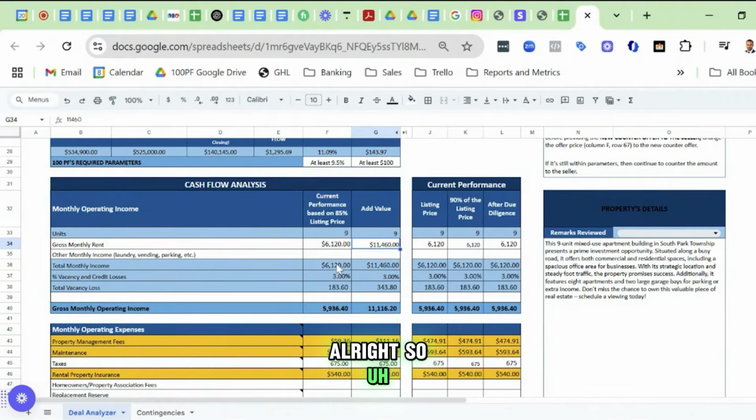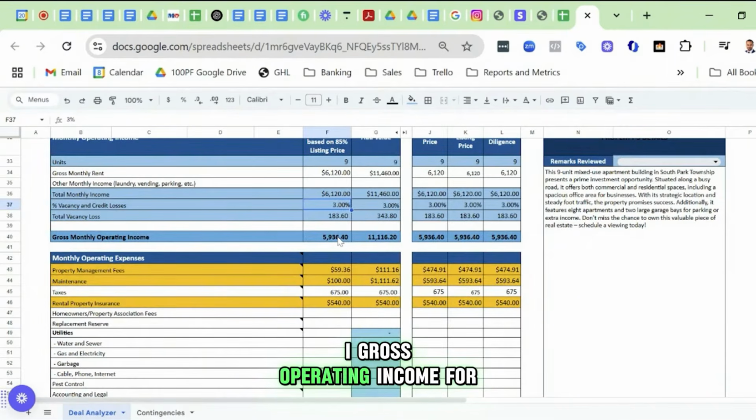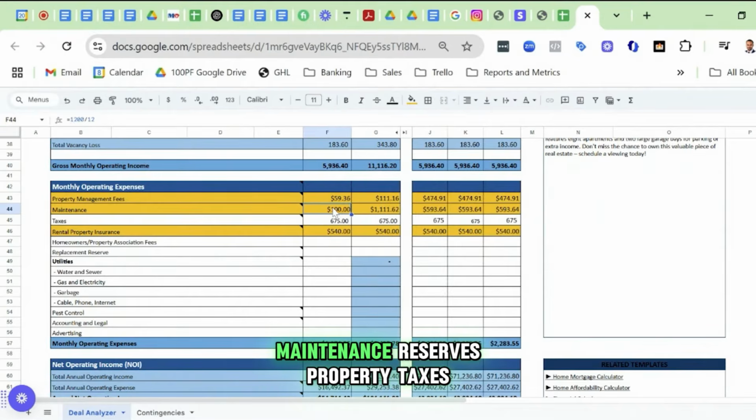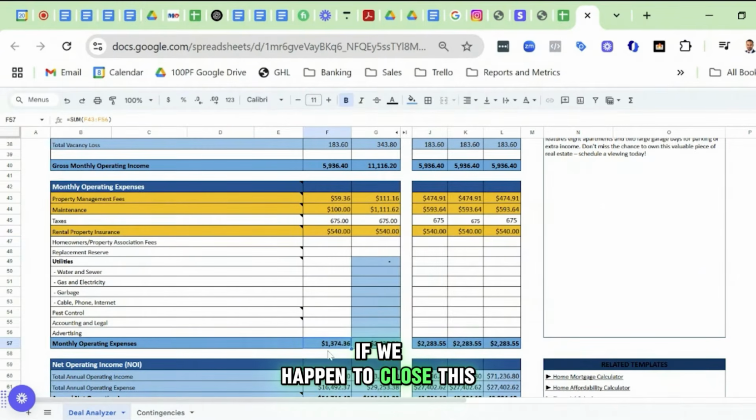The first thing we like to do is take a look at our operating income, including a 3% vacancy rate, and our GOI, gross operating income, for the month is $59.36. But if we increase the rents to market rate, we can get $11,116. Now we're getting to the operating expenses, so we subtract fees such as property management fees, maintenance reserves, property taxes, insurance, and so forth. Our total monthly expenses, if we close this property tomorrow, will be $1,374. I'm just not going to mention the cents.